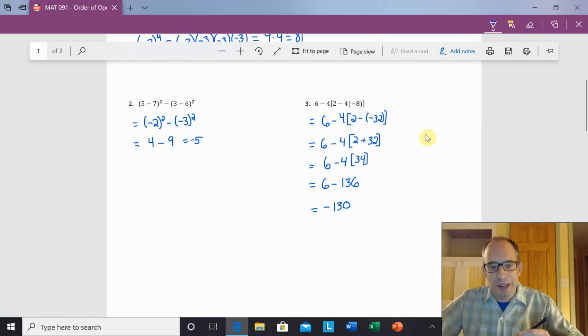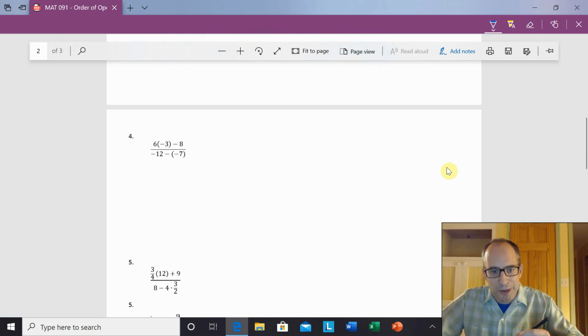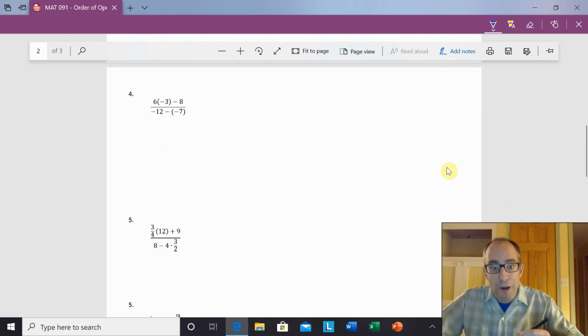All right, so that one had a little bit extra going on. And they just kind of ramp up with a degree of difficulty. We got a couple of quotients here. This first quotient's actually kind of short.